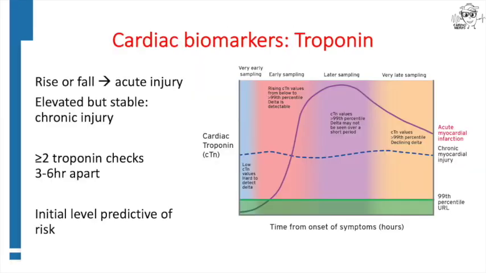In patients with symptoms of myocardial ischemia, a rise or fall of troponin confirms the diagnosis of myocardial infarction. Note that you are more likely to detect a rise or fall in troponin when blood sampling is either early or very late, respectively. Sampling close to the troponin peak has lower chance in detecting a change in troponin level, in which case a third troponin check is needed to confirm this pattern.